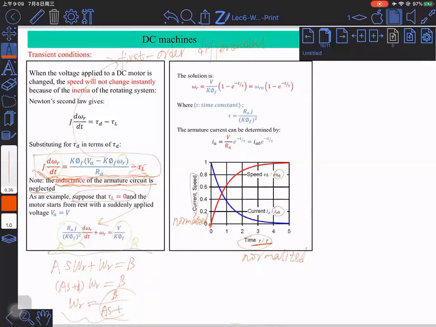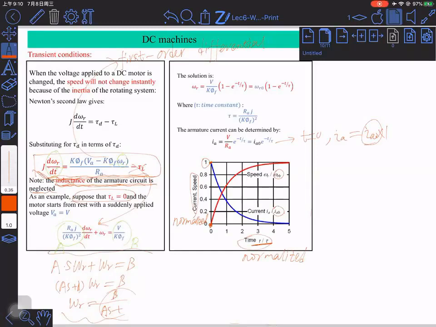This is the speed curve. But what about the current? For the current, when t is 0, IA is equivalent to IA0 times e to the power 0. What is that? It's 1, so times 1. That means it's IA0. If you normalize it by IA0, it's going to be 1, right? So speed starts from 0, and current starts from the nominal current.